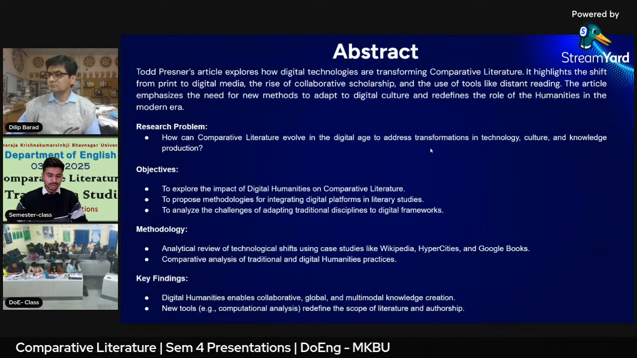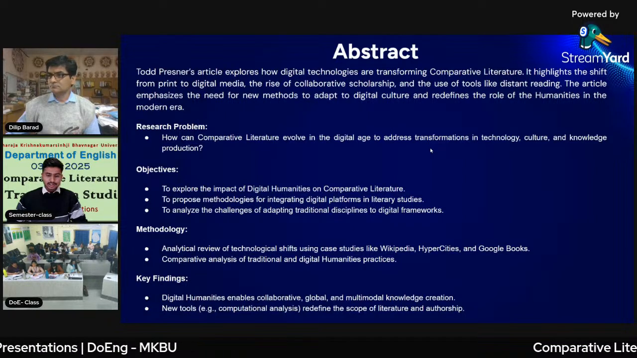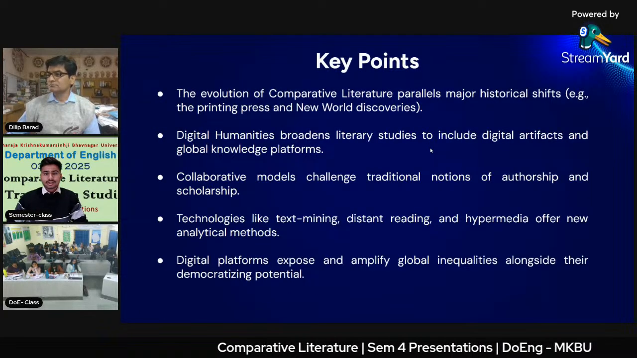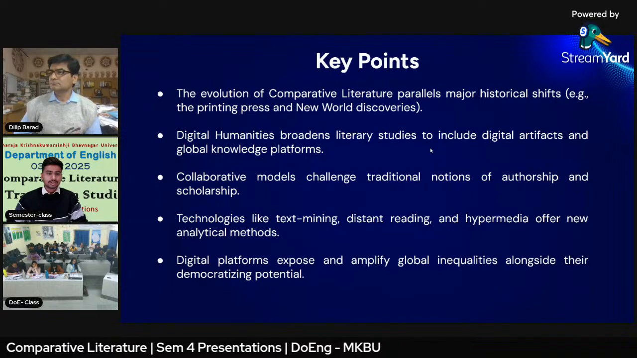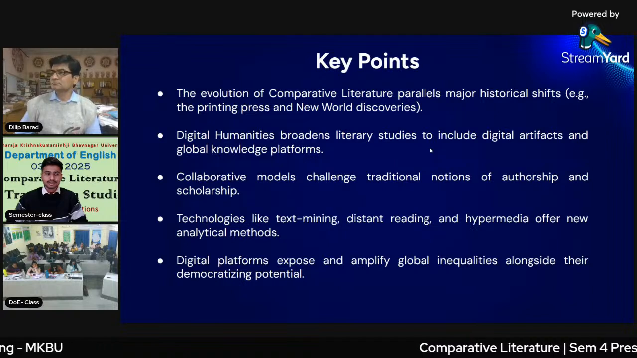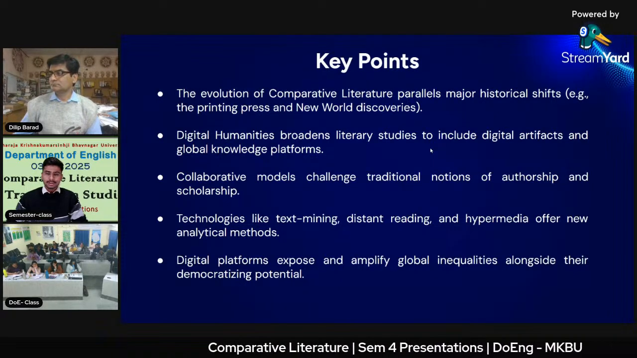New tools like computational analysis redefine the scope of literature and authorship. This article's key points: Todd Presner argues that the evolution of comparative literature parallels major historical shifts, for example, the printing press and the discovery of the New World.